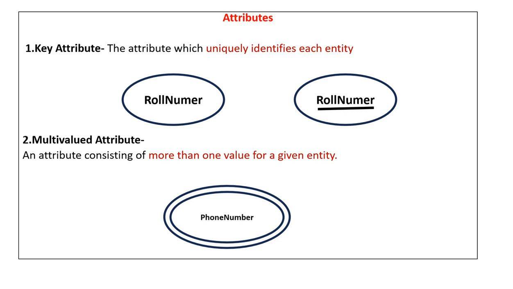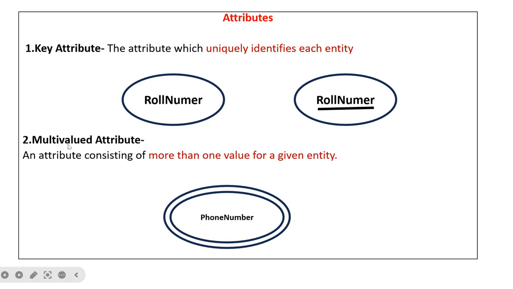Attributes. There are some types of attribute. First is a key attribute, the attribute which uniquely identifies each entity. So if you have a unique value as an attribute, then you have a key attribute. For example, roll number. It is a key attribute which is unique because it is defined as a unique number. So if you have an underline here, it means it is treated as a primary key, unique key.